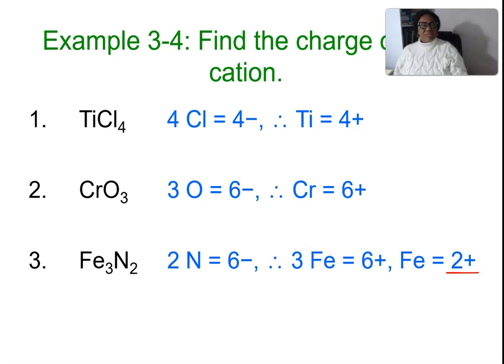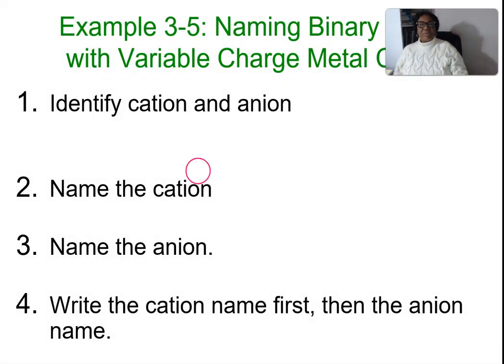So after you've known the anion and you know the charge on the cation, now you can write the name of the anion and the cation, and you can combine it to get the name of the compound. So, naming binary ionic compounds with variable charge methods.